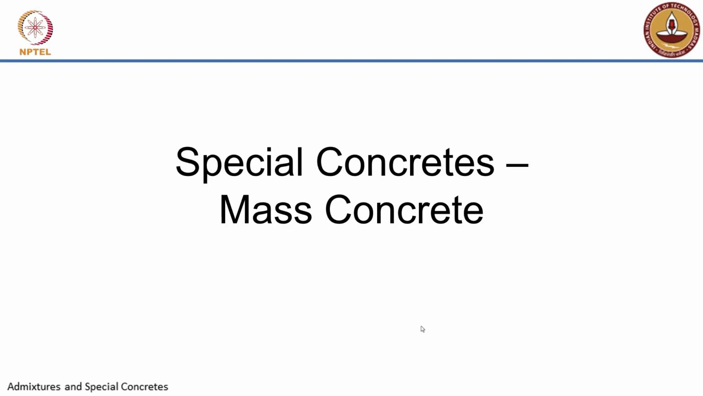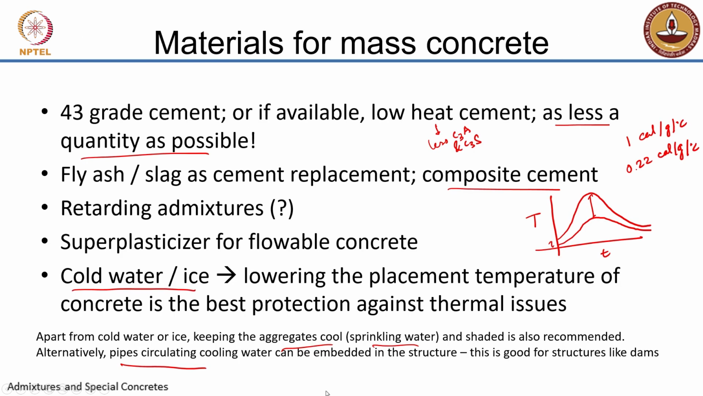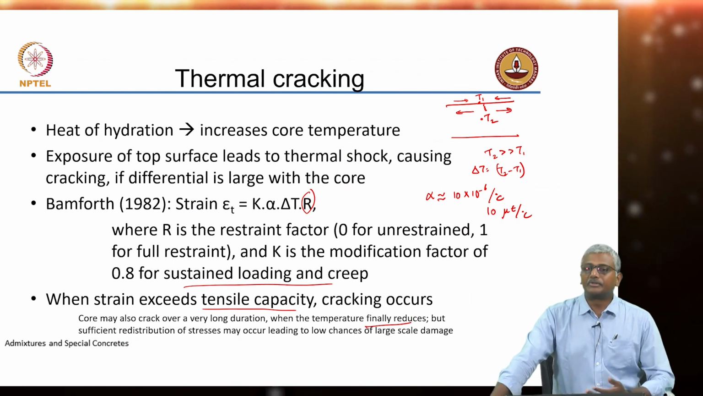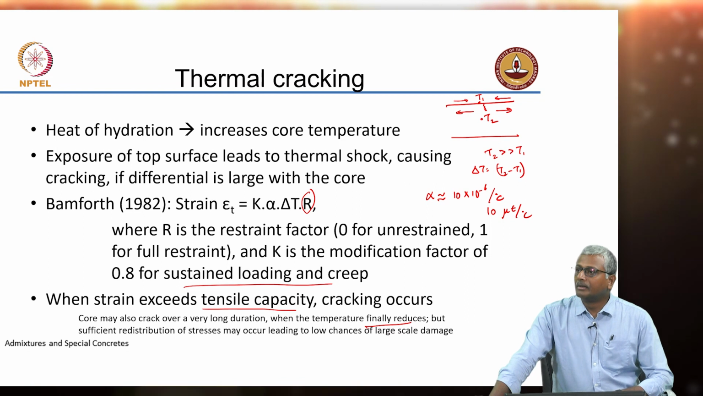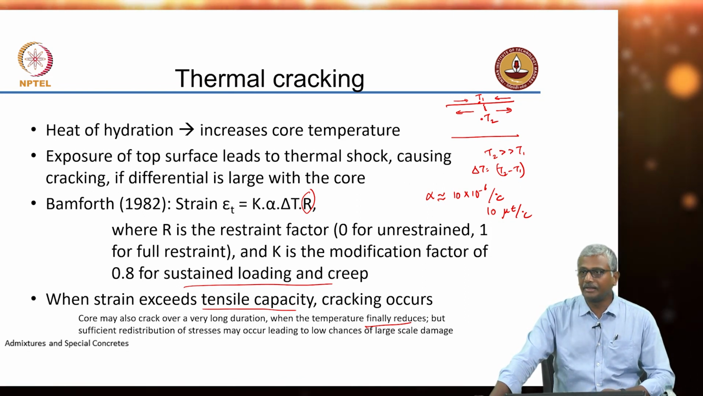Okay, good afternoon all. So let's resume our discussion on mass concrete that we started yesterday. We were talking about specifics of what type of materials to be used for mass concrete. What are the primary considerations with respect to how the design is done? This is primarily from the perspective of thermal cracking.